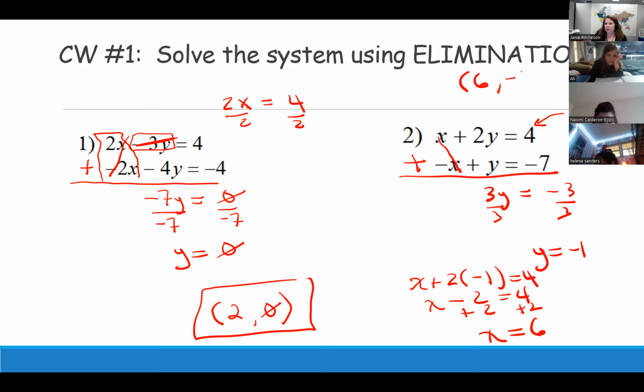Helena, who's right, you or me? I don't know, she said. All right, well, let's see if we plug in. My solution works on the second one, -6 plus -1. And then on the top one, 6 plus 2 times -1 is -2. Yep, so I'm going to have to go with 6, -1. So see if you can find the mistake.